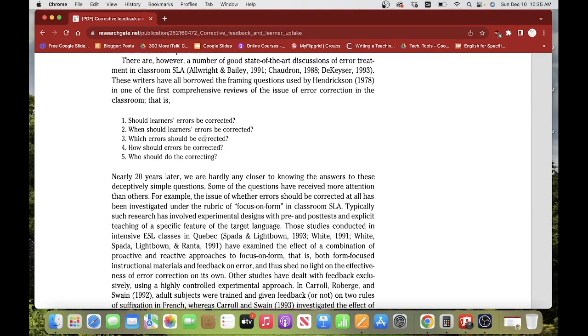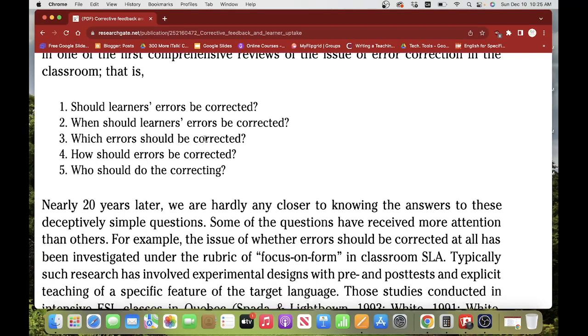However, instead of just asking the simple question of whether you should correct your language students or not, we should perhaps be a little bit more critical, like Lyster and Ranta in 1997, who asked questions such as, when should learners' errors be corrected? Which errors should be corrected? How should the errors be corrected? And who should do the correcting?